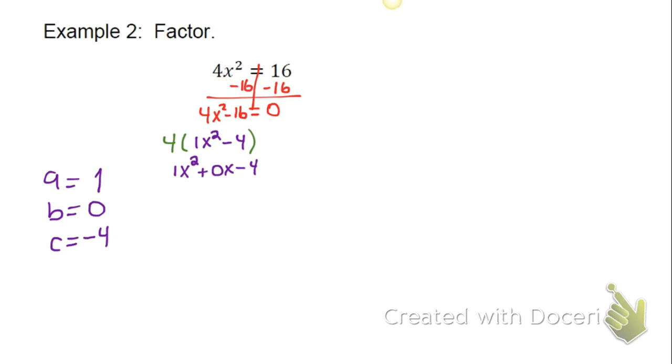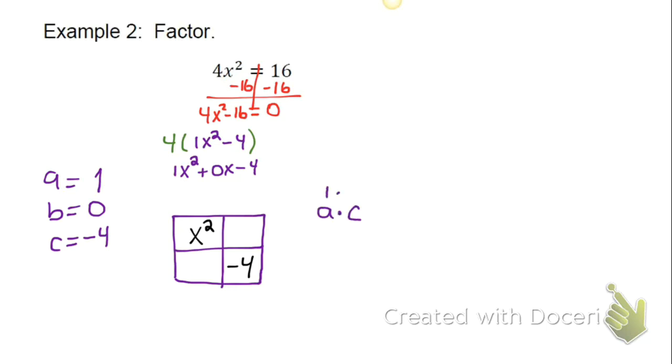Now we're going to set up our 2 by 2 box. And x squared goes in the first box. And we have -4 in the last one. Now we need to find the 2 missing numbers. We need to find AC. So we're going to take A and multiply it by C. 1 times -4 gives us -4.